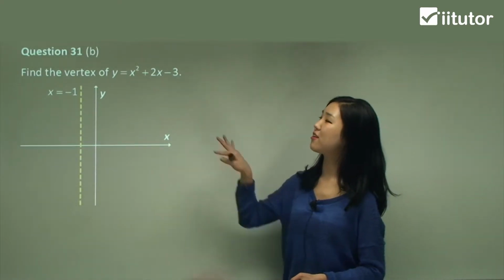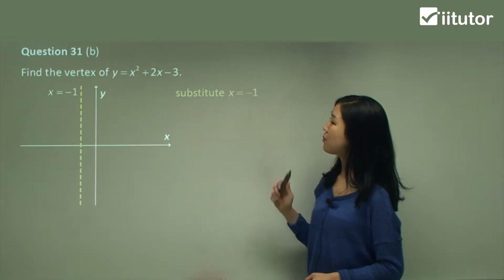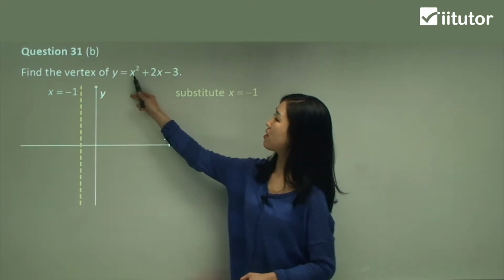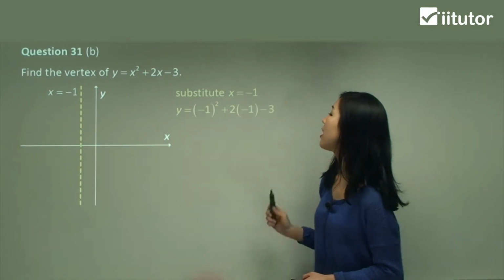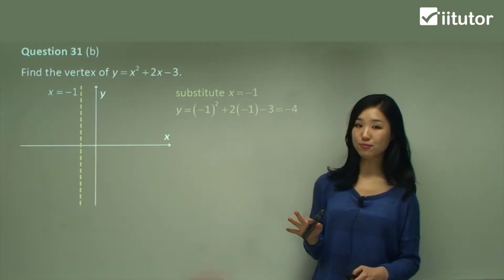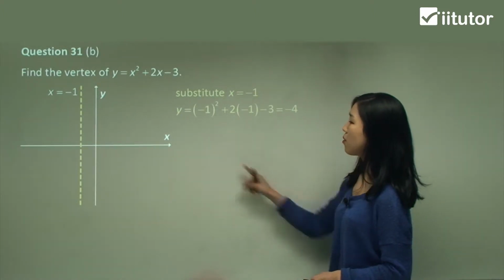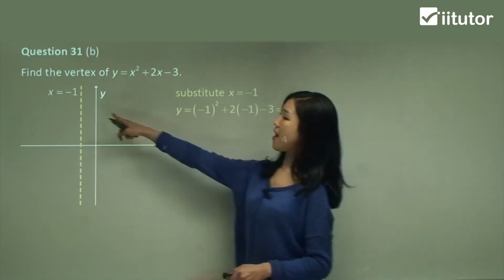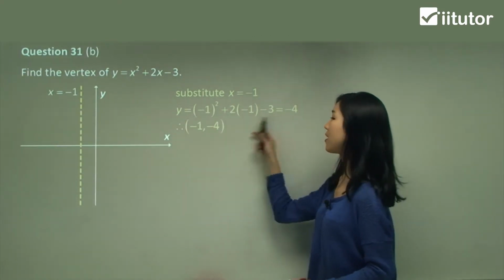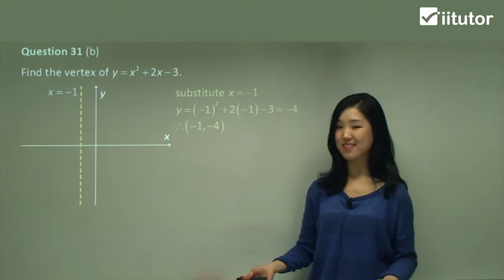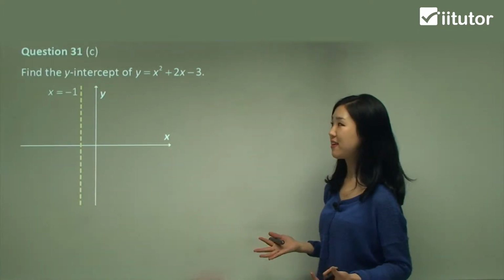And all we need to do is just substitute that back into our equation. So I'm going to substitute x equals negative 1 into these positions like this. Just sub it in, and you should get negative 4. Just spend some time calculating that one. And therefore, y is negative 4, x is negative 1, so therefore the vertex is simply negative 1, negative 4. How easy is that?